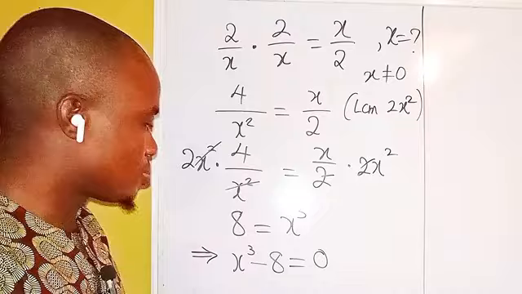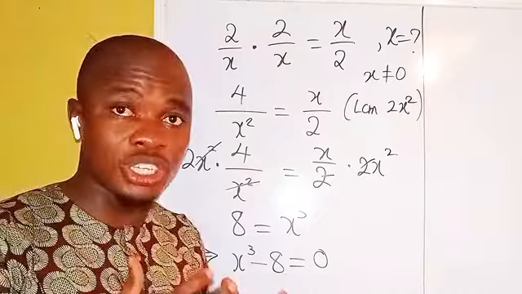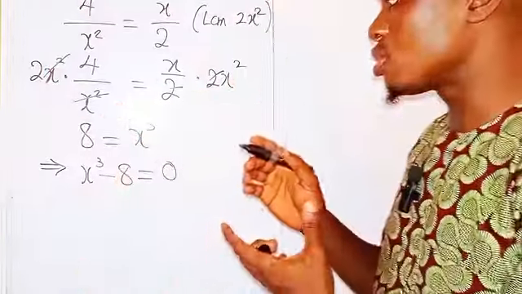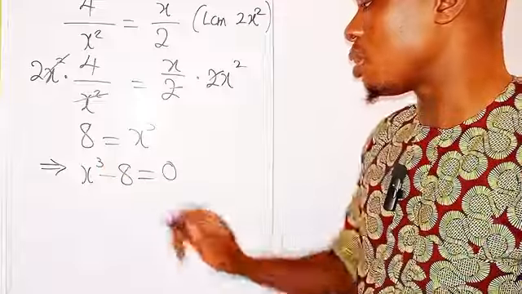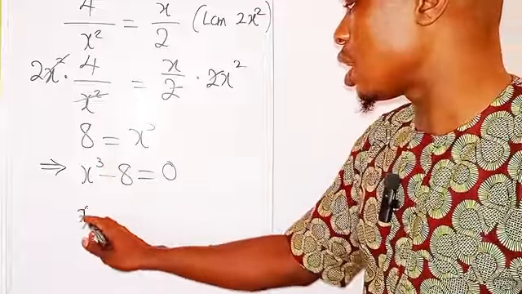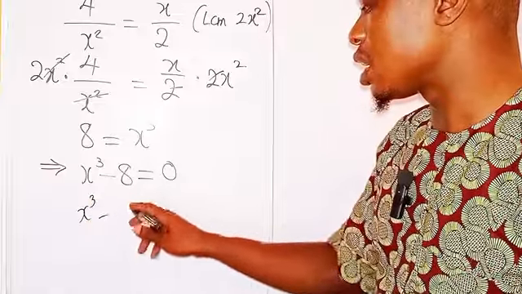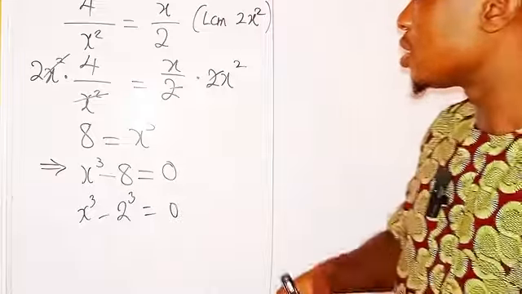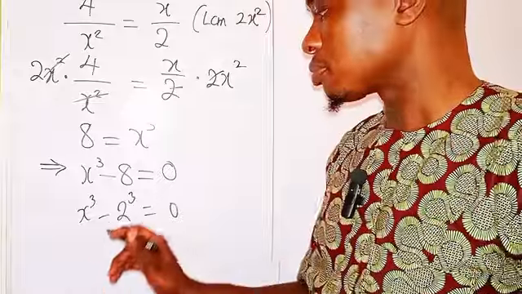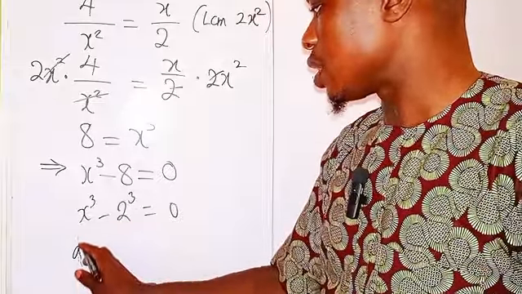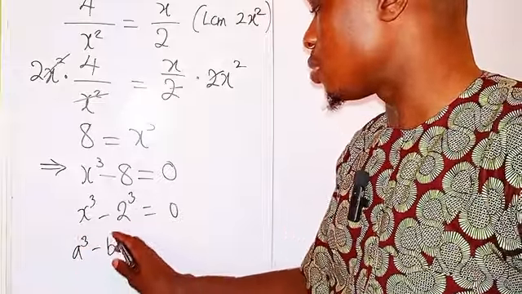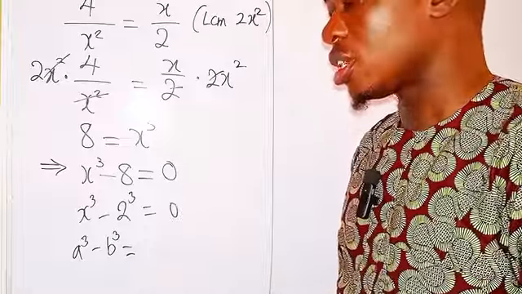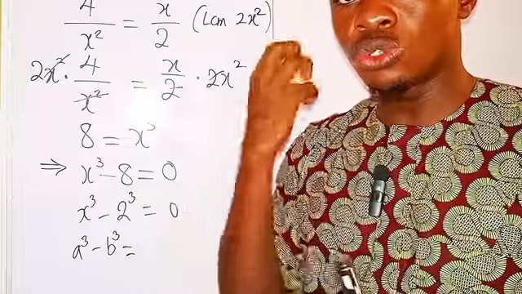So from here, we are not going to stop here because this is a cubic equation. So we are going to be having how many solutions? The possible solutions are going to be 3 because of the power 3 here. So we can rewrite this as x to the power of 3 minus 2 to the power of 3, since 8 is 2 cubed, then equals 0. So now from here we have something like this: a to the power of 3 minus b to the power of 3. So now we call this what? We call this the difference of 2 cubes.